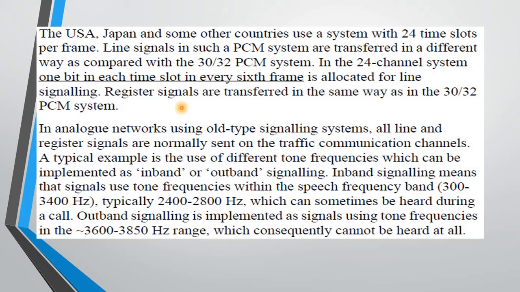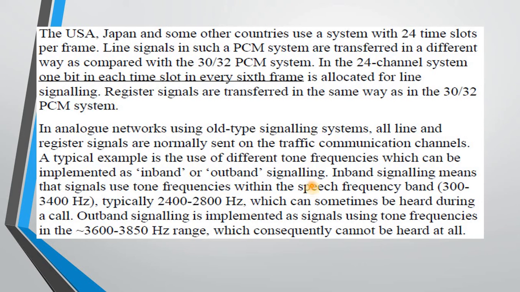There are other PCM standards as well. In the USA and Japan, the system being used is based on 24 time slots per frame. In a 24 channel system, one bit in each time slot in every sixth frame is allocated for line signaling. Register signals are transferred in the same way as in the normal PCM 32 system, which you can also refer to as the PCM 30 system. The reason for calling it PCM 30 is that it contains 30 register or traffic channels, while the two other channels, one is used for synchronization and one is used for line signals. Then there is another terminology, which is called in-band and out-band.